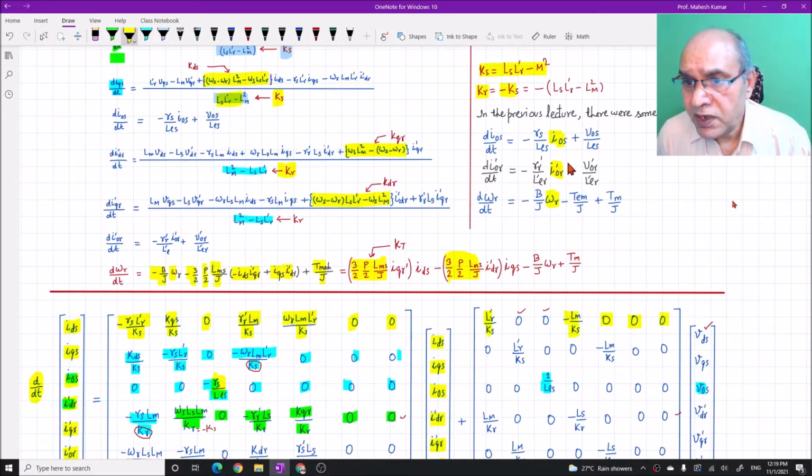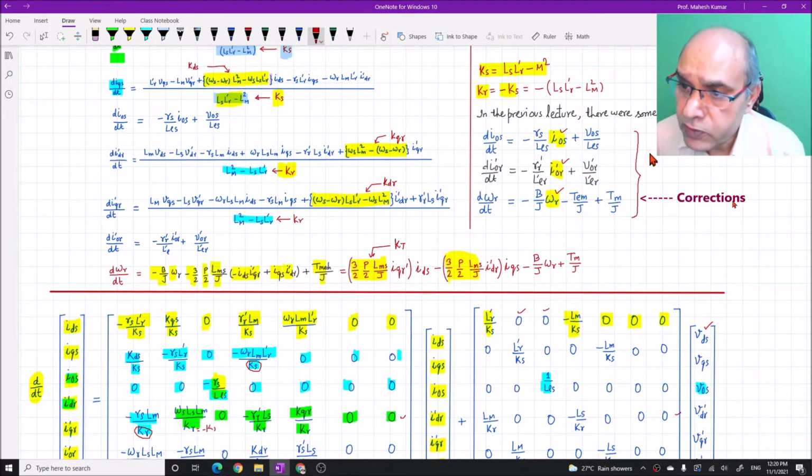In the previous class, we have left this term. When I wrote the equation for di0s by dt, I have left this term. So add this term, okay? By mistake, this term was left out. Similarly, this term was left out. So add the term i0r'. And also in some equations, this term was left out. Add this term also. This is the correction of the previous lecture, that we have to add the terms i0s, i0r' and omega r in these equations.